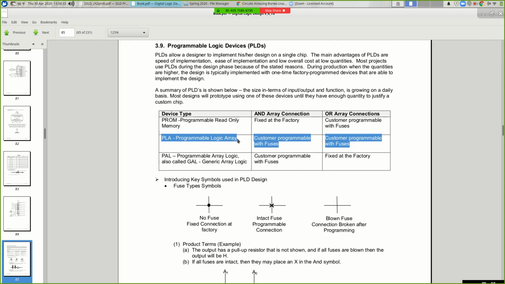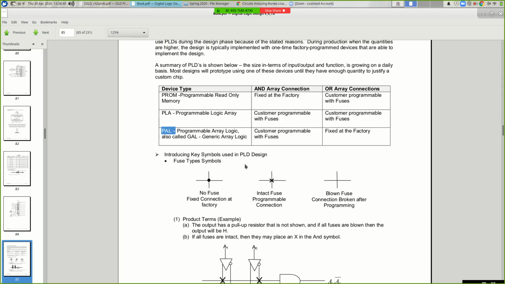And there's no intuition that I can find for why this is a PLA and this is a PAL. Programmable logic array versus programmable array logic. I don't know where those terms come from. I think one of them just came first. But anyway, that's what those terms mean.